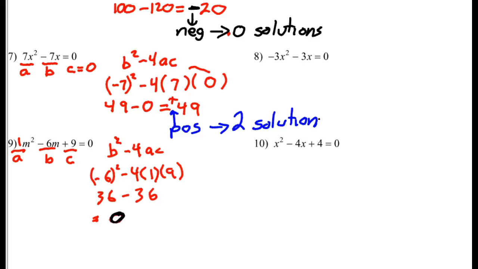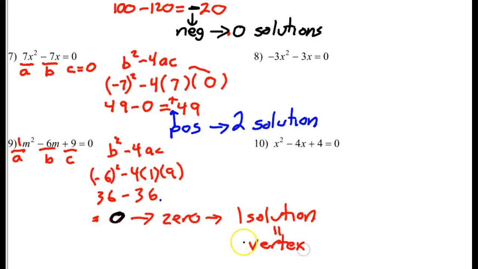And lastly, like number 9 equals 0. Since it's equal to 0, we know that's going to be 1 solution. And with 1 solution, it also means it's the same as the vertex. The solution is the vertex.